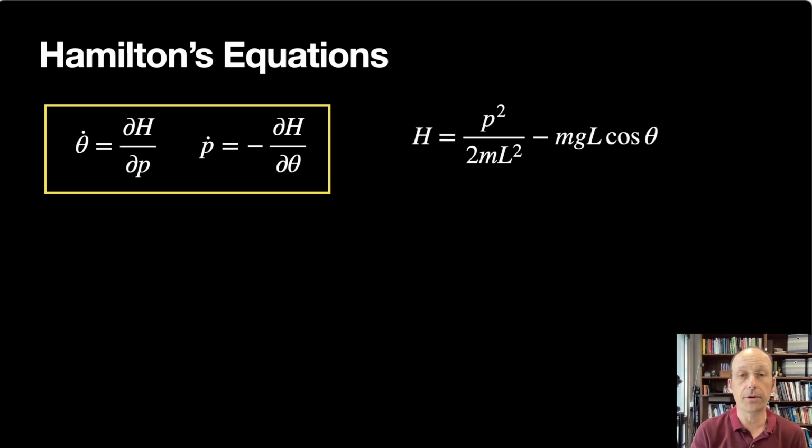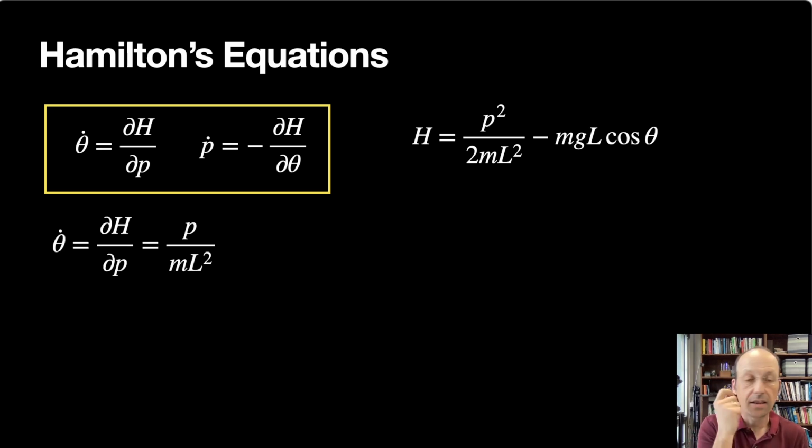So there's my Hamiltonian that we said before. Let's take the partial of H with respect to p. So theta dot is the partial of H with respect to p. Well, there's only one p in there, and so I just bring the 2 down, and I get p to the first power. The 2's cancel, so I get p over ml squared. Got that.